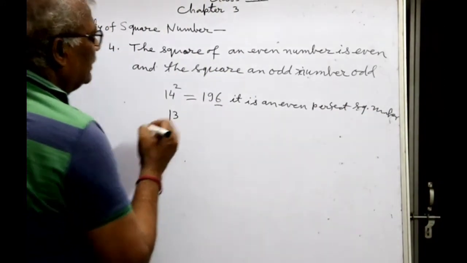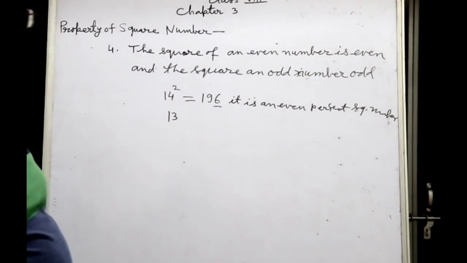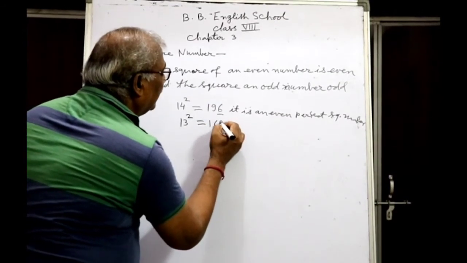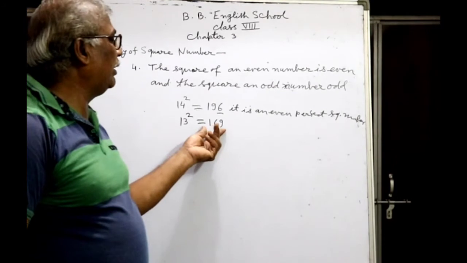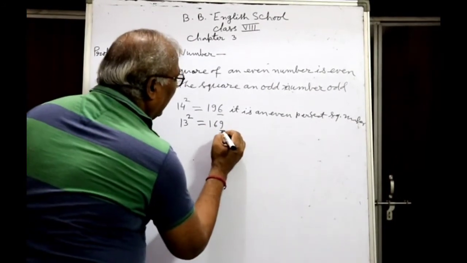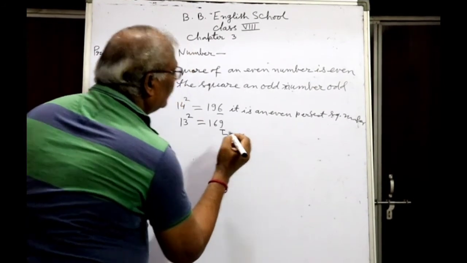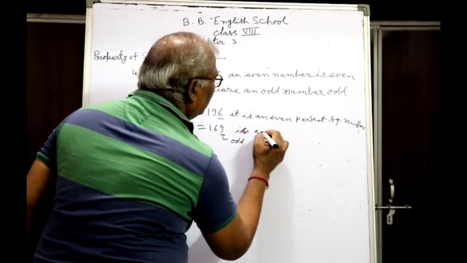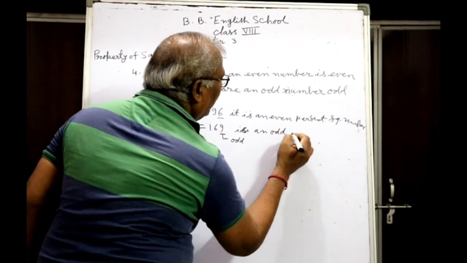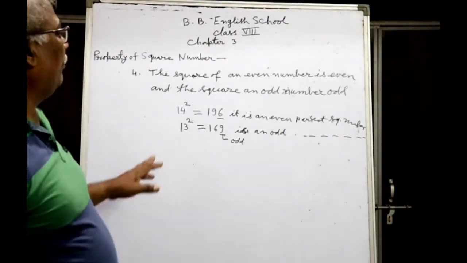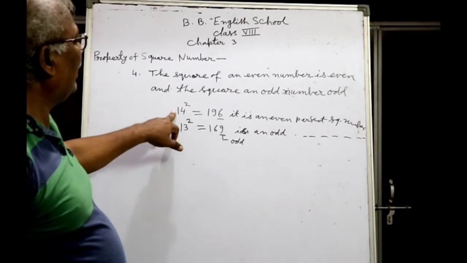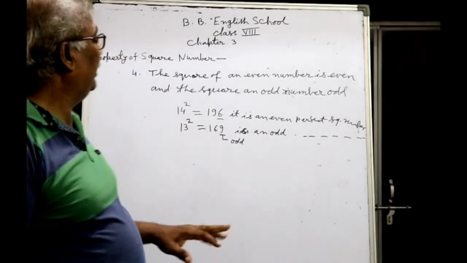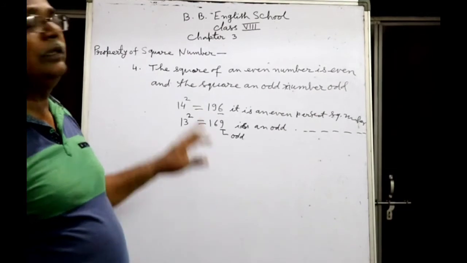And 13 is an odd number. So 13 square is equal to 169. This number ends with 9, which is an odd number. So it is an odd perfect square number. So we see here the square of an even number is even and the square of an odd number is odd. This is the fourth property of the square number.